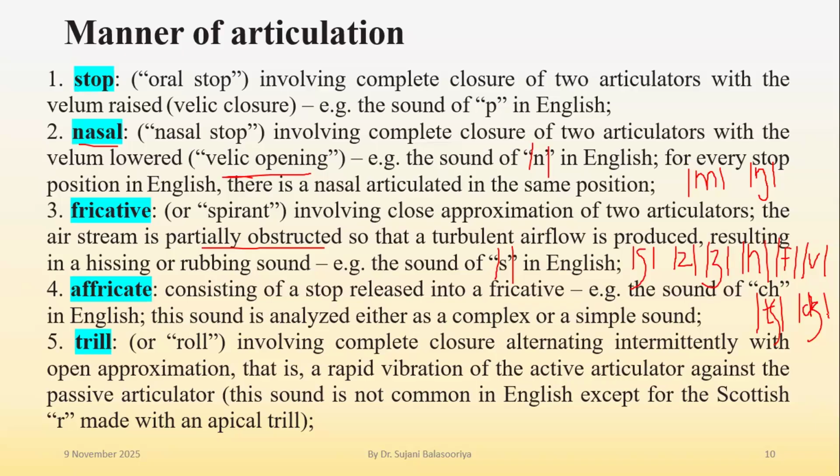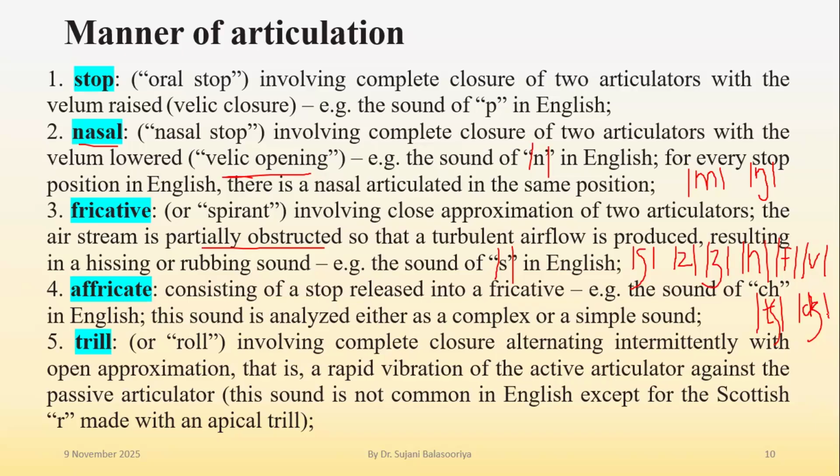Right, and number 5, trills. Trills, though, sometimes it's called rolls. So this also involves complete closure, right? Occasionally, alternating intermittently, that means sometimes, occasionally, we find a complete closure. That means there's a rapid vibration of the active articulator against the passive articulator. But the thing is, in English, we do not find trills so often. That is why I have given here in the brackets: this sound is not common in English except for the Scottish r made with an apical trill.